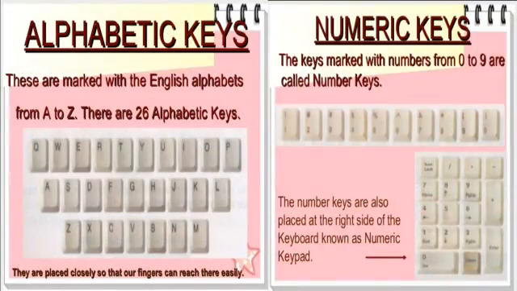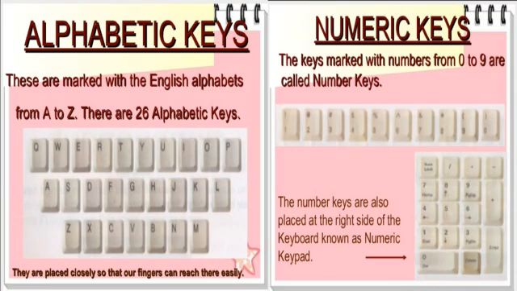First, alphabetic keys. These are marked with the English alphabets from A to Z. There are 26 alphabetic keys. They are placed closely so that our fingers can reach them easily.